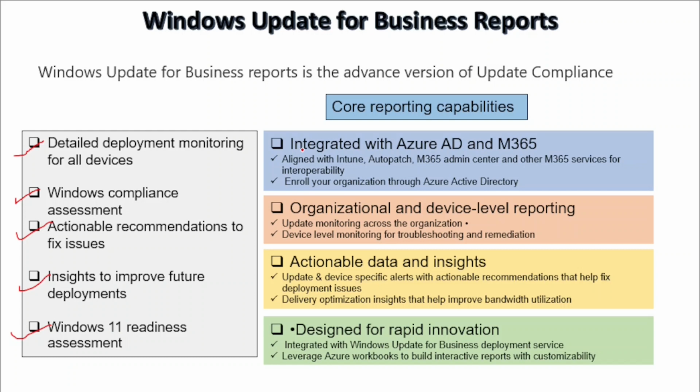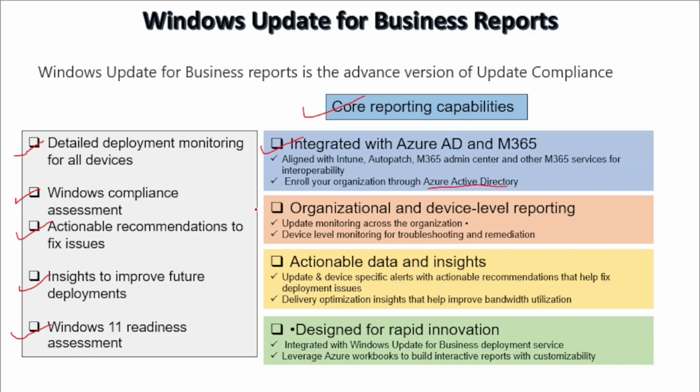Now let's discuss the core reporting capabilities of Windows Update for Business. So Windows Update for Business Reports is integrated with Azure Active Directory and Microsoft 365, which aligns with Intune Autopatch, the Microsoft 365 Admin Center portal, and other Microsoft 365 services. And for that, the device must be Azure AD joined and the organization should have an Azure subscription.